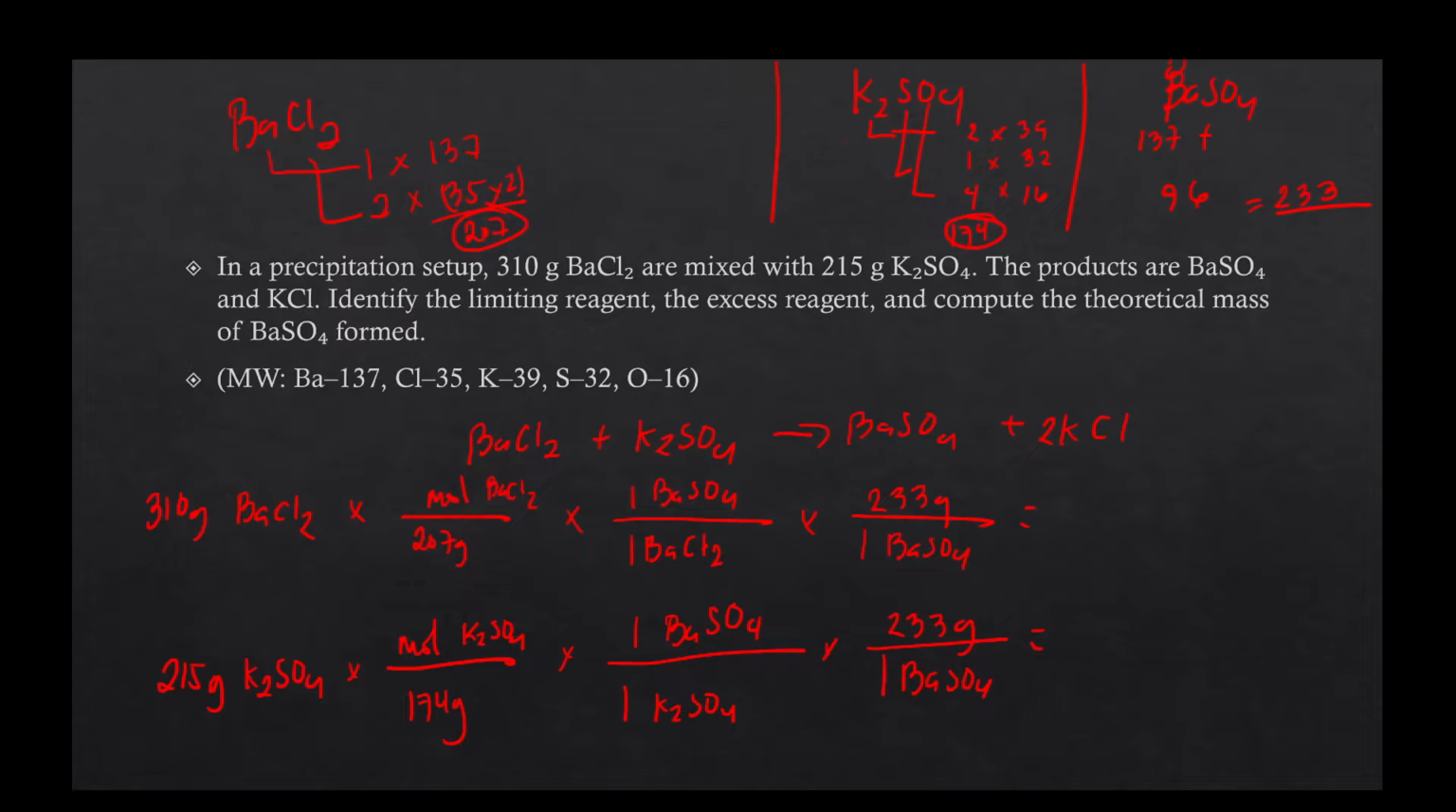310 divided by 207 times 233, 348 grams. 215 divided by 174 times 233, 287. So this is the limiting and this is the theoretical yield. This is the excess.